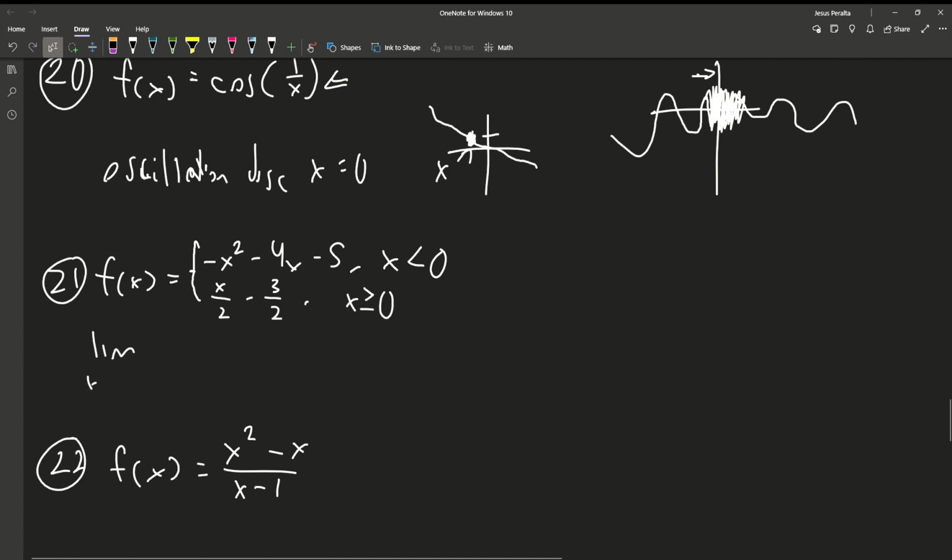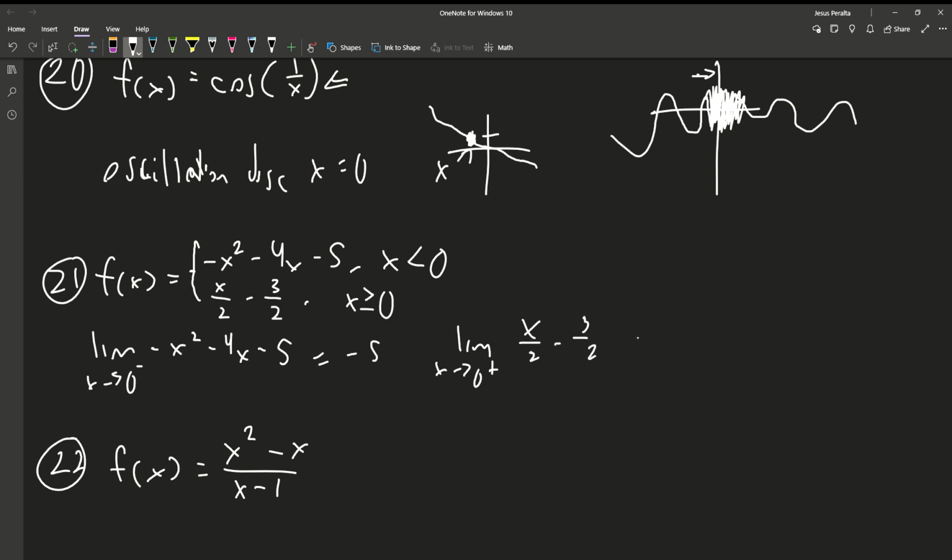And for this other one, we do the limit as x approaches 0 from the left of negative x squared minus 4x. Oh, we would have to do it on both bottom and top. Plug in 0, you get -5, and you do the other one, the limit as x approaches 0 from the right of x over 2 minus 3 over 2. Plug in 0, you get -3 over 2. What this shows is that negative x squared is going to look something like this, and as it's going up, it's going to reach -5. And then the other one is at -3 over 2, which is probably right here, and it's going to go like that. And that's a jump discontinuity.